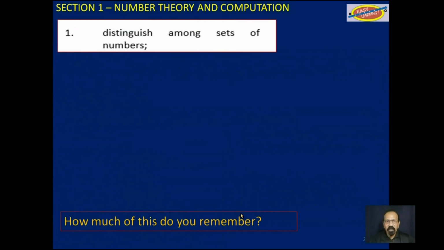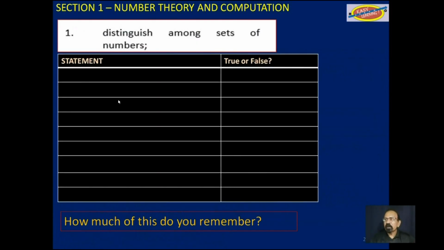Now let's see how much of this you remember. Over here will be some statements, and over here you'll have to say whether it's true or false. First statement: 3 is a factor of 12. In other words, can we divide 12 by 3 without a remainder? If we can, the answer is true. So that is true. Second statement: 3 is a factor of 5. Can we divide 5 by 3 without a remainder? Answer is no. So this statement here is false.